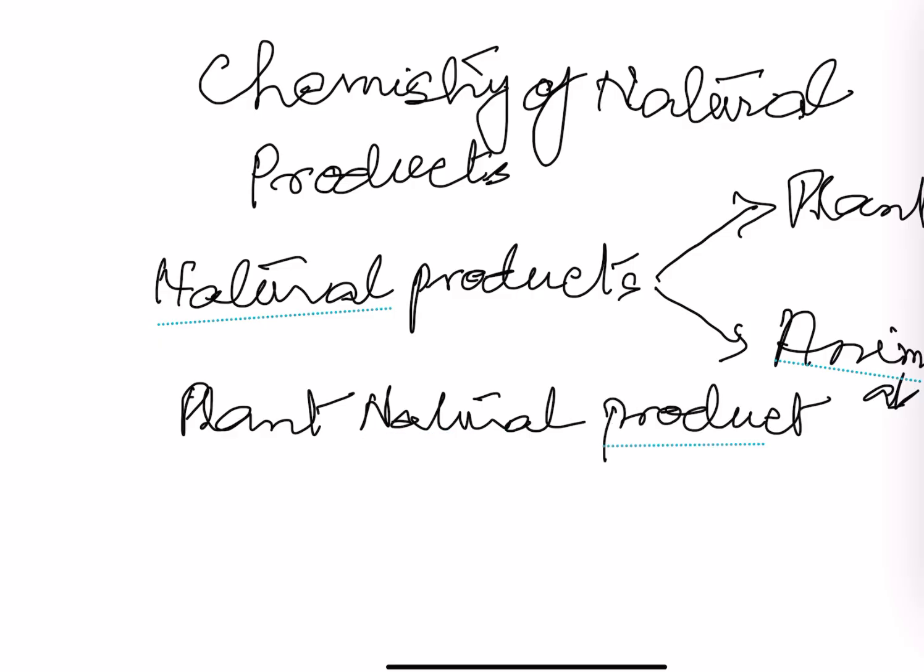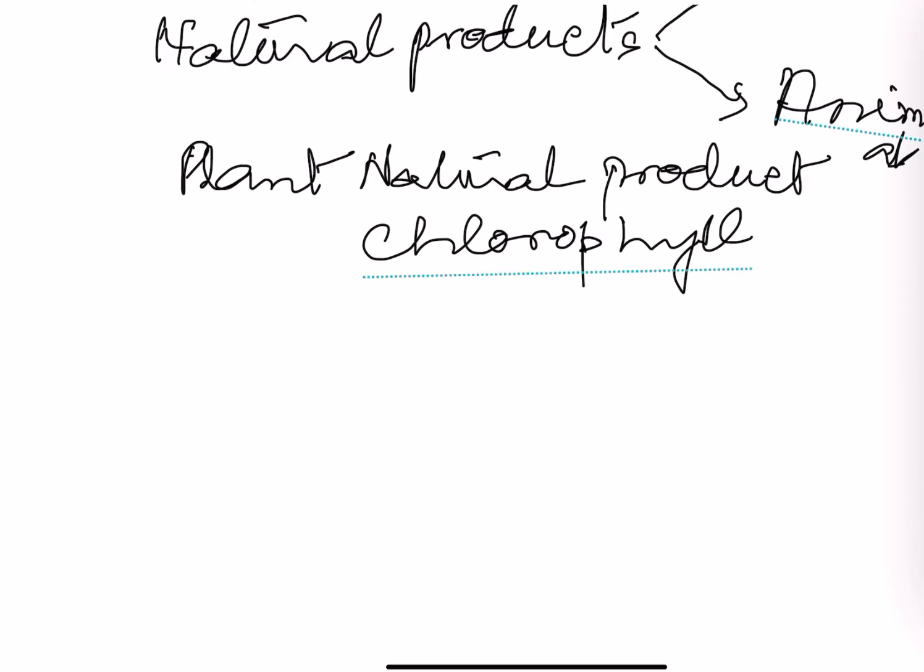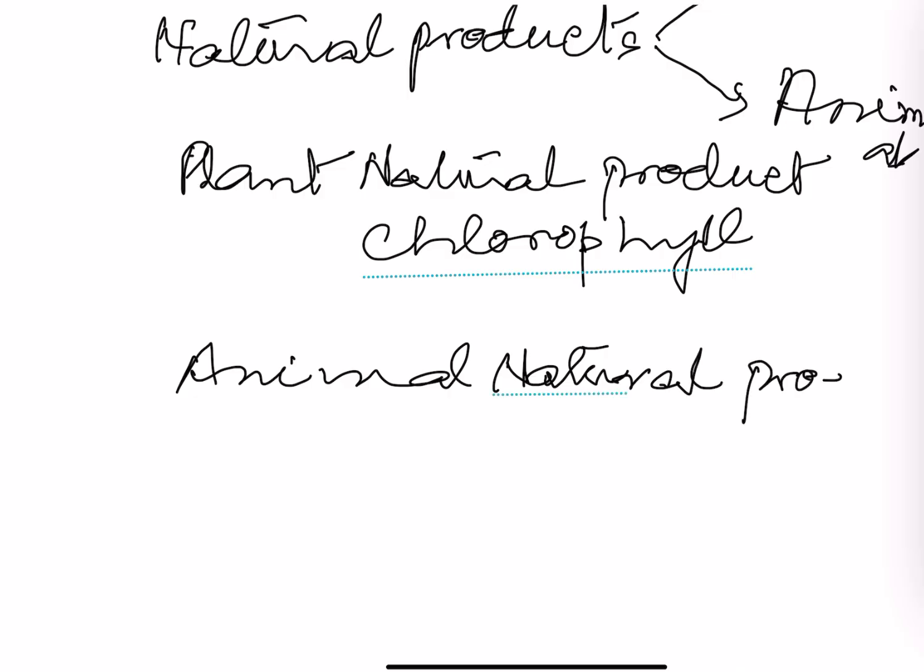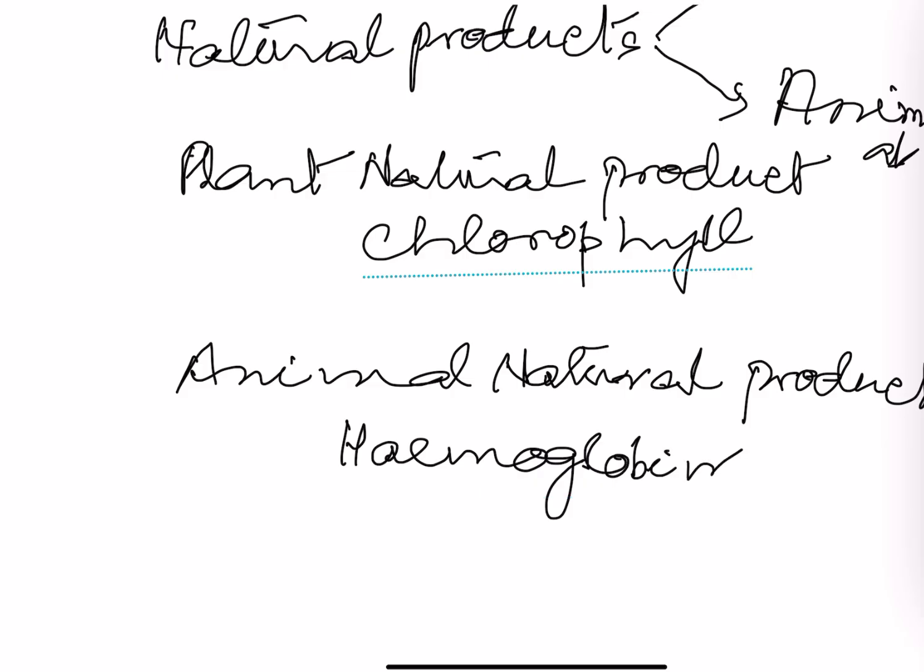And the best example is your chlorophyll. And when isolated from animals, then it is called animal natural products. An example is your hemoglobin. That's why the plant natural products are classified into a number of categories.